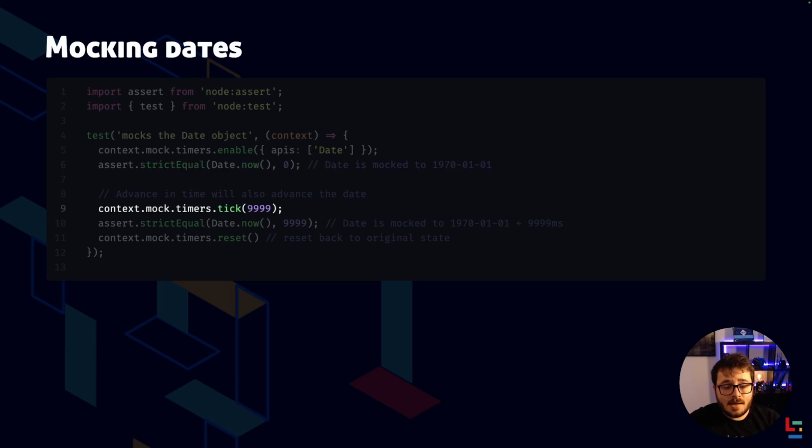And then you can tick this some seconds or some milliseconds forward, or you can also use set date or set time to actually set a specific date, a specific timestamp that you want this date to be in. And then you can now assert that the date that we have now is the specific timestamp that we're using. And then in the end, you can always reset everything.